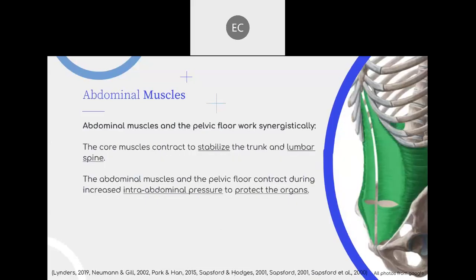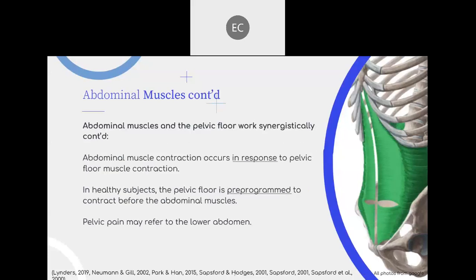Okay, so abdominal muscles. The pelvic floor and the abdominal muscles work together synergistically. So the core muscles contract to stabilize the trunk and lumbar spine, and the abdominal muscles and pelvic floor contract during increased intra-abdominal pressure to protect the organs. So abdominal muscle contraction occurs in response to pelvic floor muscle contraction. In healthy subjects, the pelvic floor is pre-programmed to contract before the abdominal muscles. And sometimes pelvic pain may also refer to the lower abdomen.